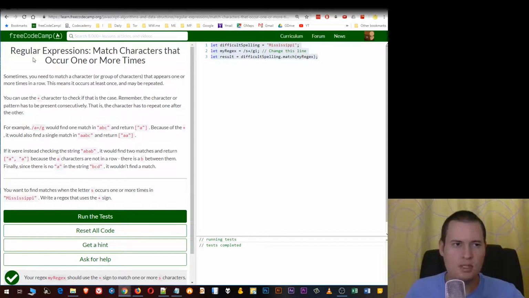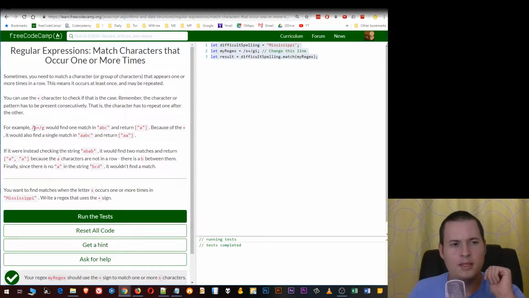Today we're going to learn how to match characters that occur one or more times using regular expressions. Sometimes you need to match a character or group of characters that appear one or more times in a row. This means it occurs at least once and may be repeated. You can use the plus character to check if that is the case. Remember, the character or pattern has to be present consecutively. That is, the character has to repeat one after the other.